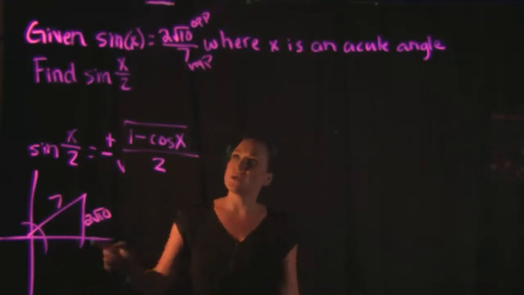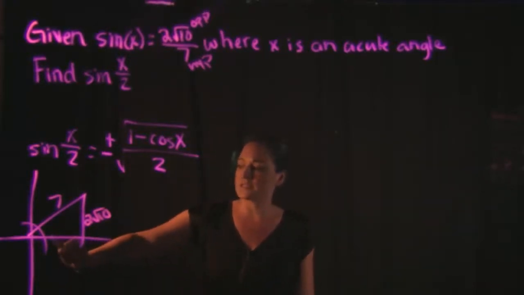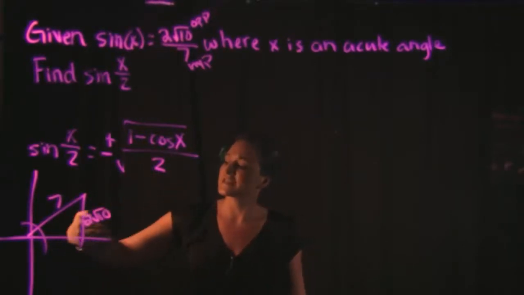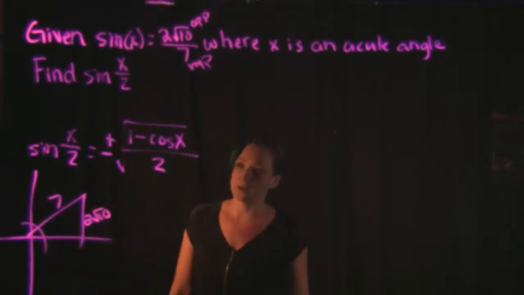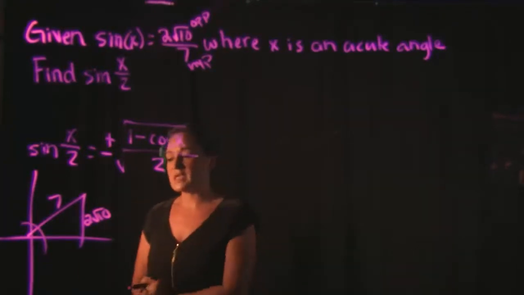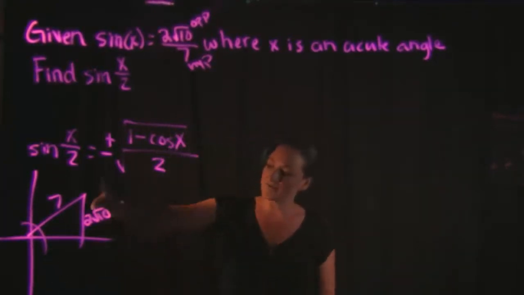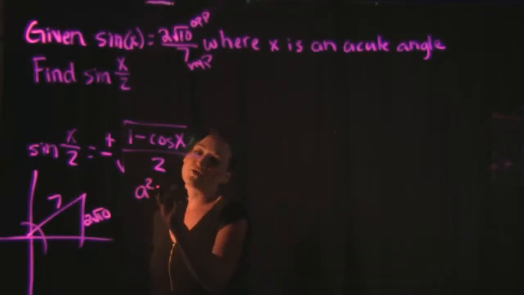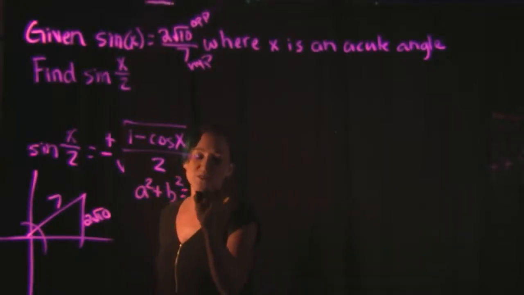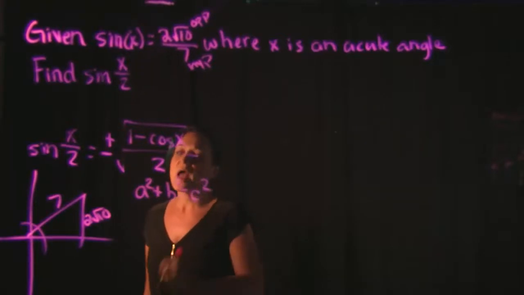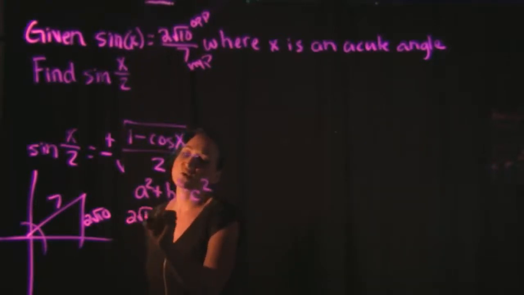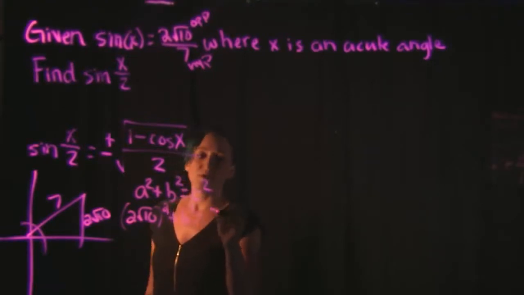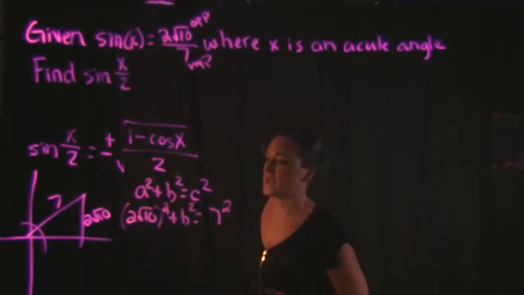So that means we need to figure out what this missing side over here is because we need cosine, and cosine is adjacent over hypotenuse. So in order to find the missing side of a right triangle, we use Pythagoras Theorem. Pythagoras Theorem, a squared plus b squared is equal to c squared. I'm going to say that a is the 2 square roots of 10. We are solving for b squared, and we know that c squared is 7.